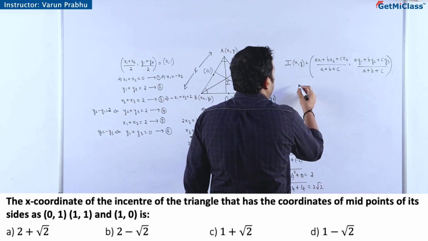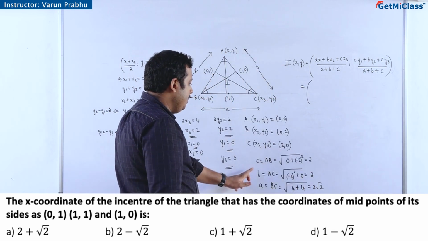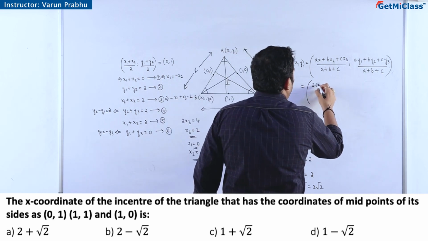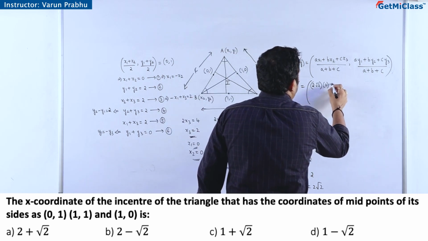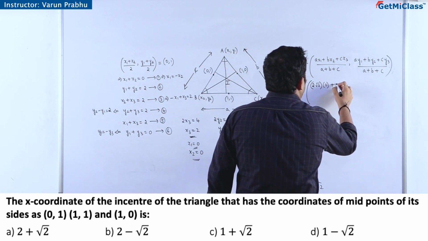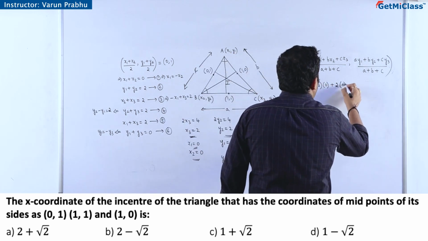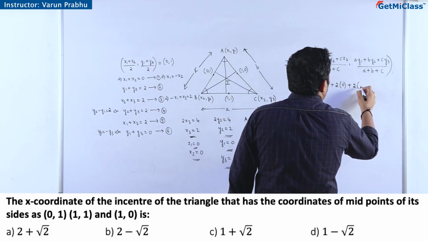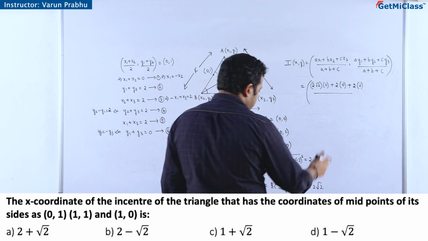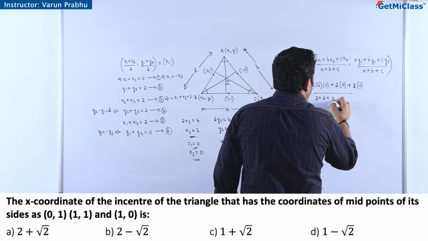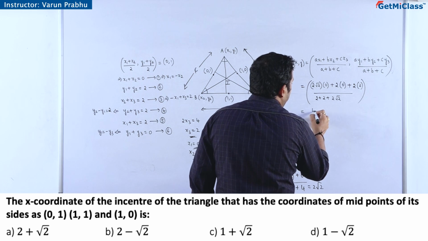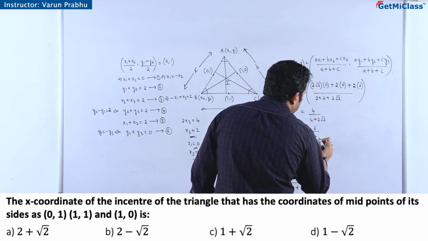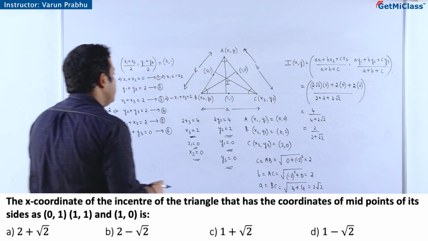2 root 2. So the question is asking for the x coordinate of the incenter, right? a is nothing but 2 root 2 into x1, plus b value is 2 into x2, x2 is 0, plus c, c is nothing but 2, into x3, x3 is 2, divided by a plus b plus c. So your answer to the question will be (2 plus 2) divided by (2 plus 2 plus 2 root 2). So what is the answer that we get here now? 4 divided by 4 plus 2 root 2. So what is your answer that we get? 2 divided by 2 plus root 2. Correct?